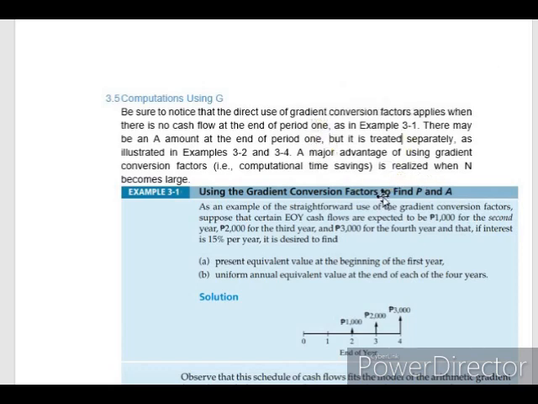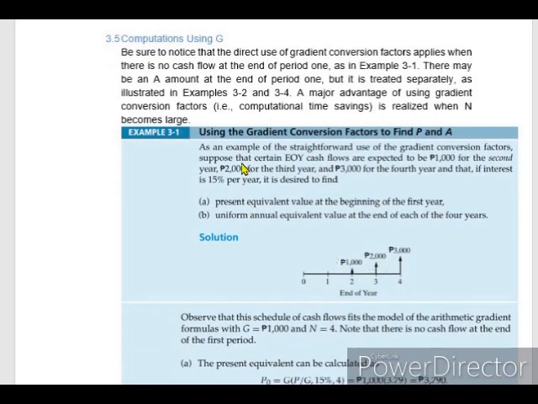As in example 3-1, itong unang example, there may be an A amount at the end of period 1, but it is treated separately. So, as illustrated in the examples, since mga susunod na example, a major advantage of using gradient conversion factors, computational time savings, is realized when n becomes large. Okay, so meron tong advantage, makikita natin sa next na example. So, ito example natin.